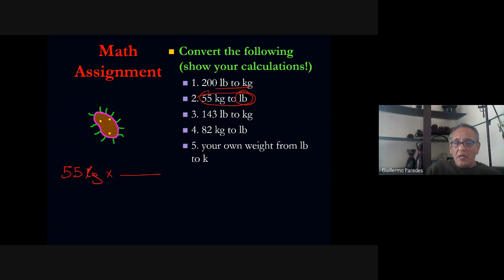So I need to cancel that. How am I going to cancel? Always I put kilograms on the other side. And then what do I want to see? I want to see pounds. Now I do my equivalence. I know that 1 kilogram is 2.2 pounds. So now kilograms and kilograms cancel, and I multiply 55 times 2.2 in pounds. How much is that? It's 121. 121 pounds. Okay?